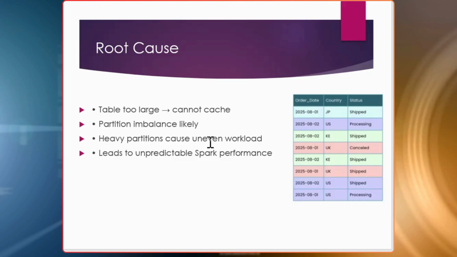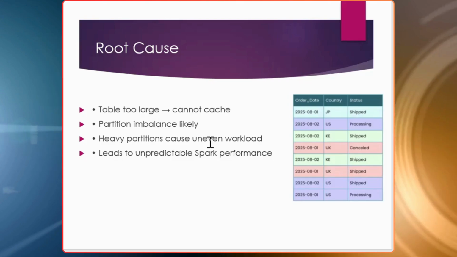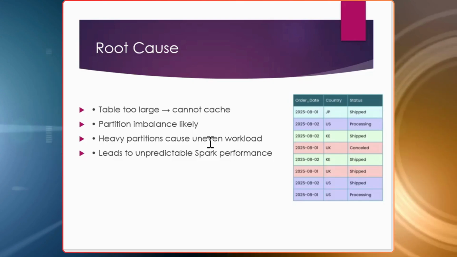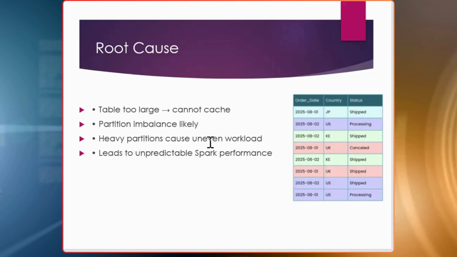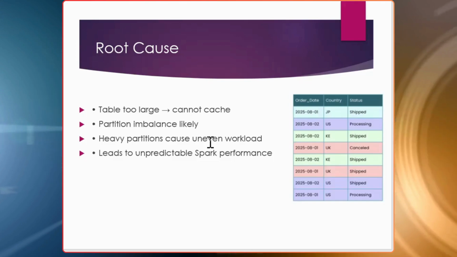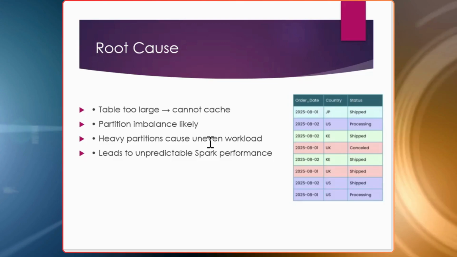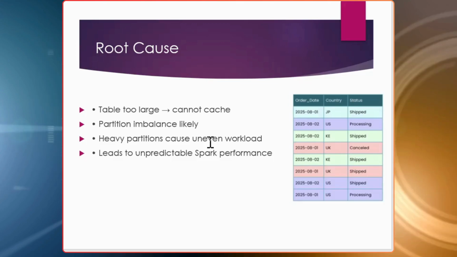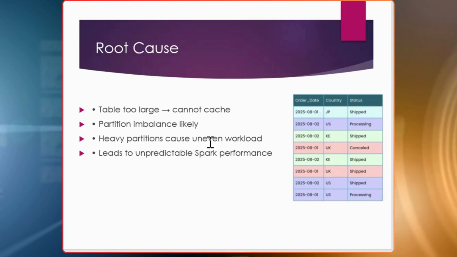So to solve this kind of problem, first of all, we need to understand that the table is referenced multiple times in the same query. So everyone can think that we can go for caching. Since it is a very big table, we can't go for caching. And most likely for this imbalance, for any sort of table, either it may be Iceberg, or Delta table, or Snowflake table, mostly the reason would be partition imbalance.